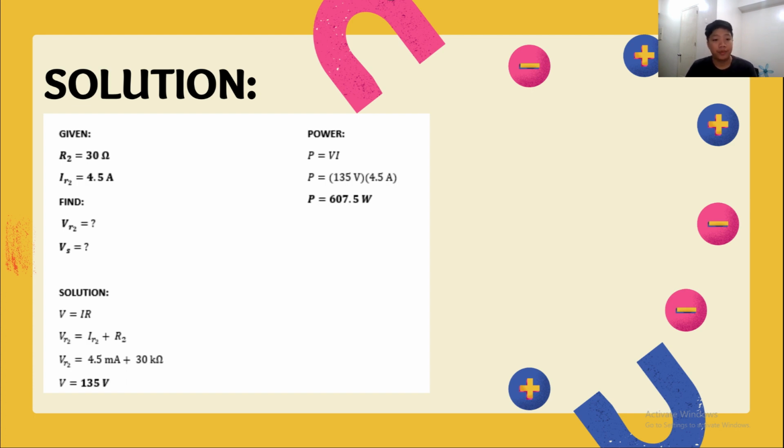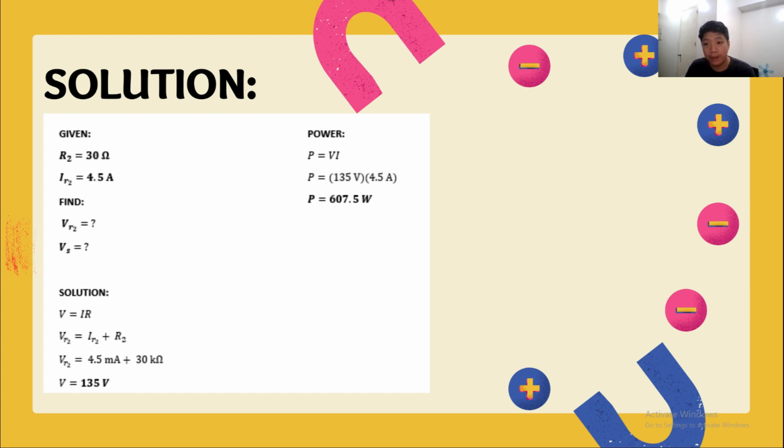Okay, what is our ampere? Our ampere is 4.5 and our ohms is 30 ohms. All we're going to do is times the number. And sorry for the wrong sign. Times po talaga yan, hindi po yan addition. Okay, moving on.